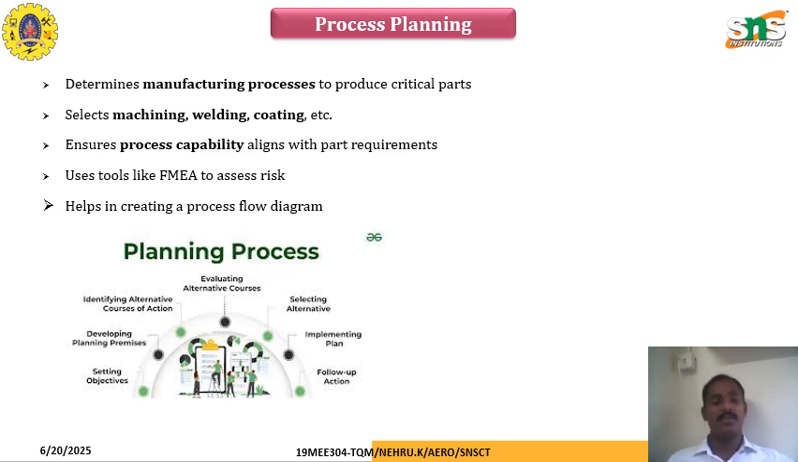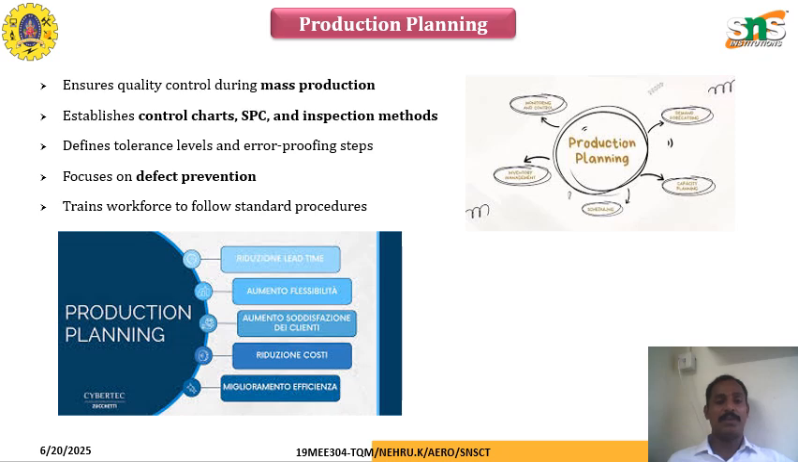Coming to production planning, here we ensure quality control during mass production. Control charts, specs, and inspection methods can be established, which define the tolerance levels, and error-proofing systems can be adopted, which focus on defect prevention. Also, it trains the workforce to follow standard procedures in the organization, which helps in planning the production line.